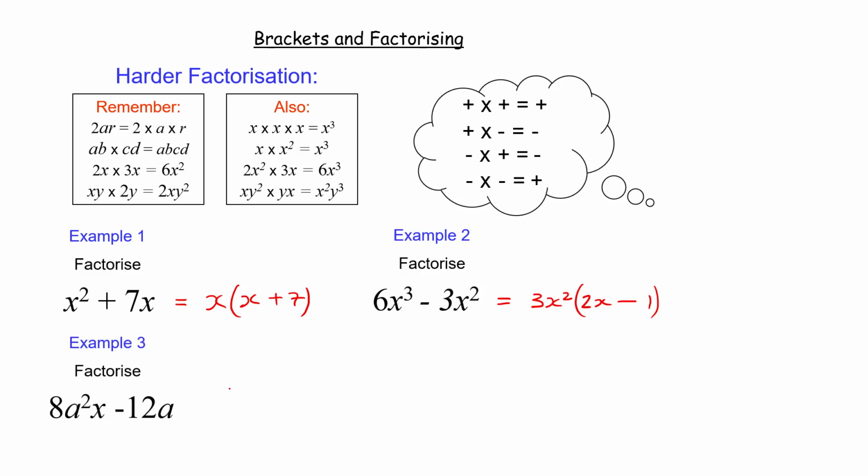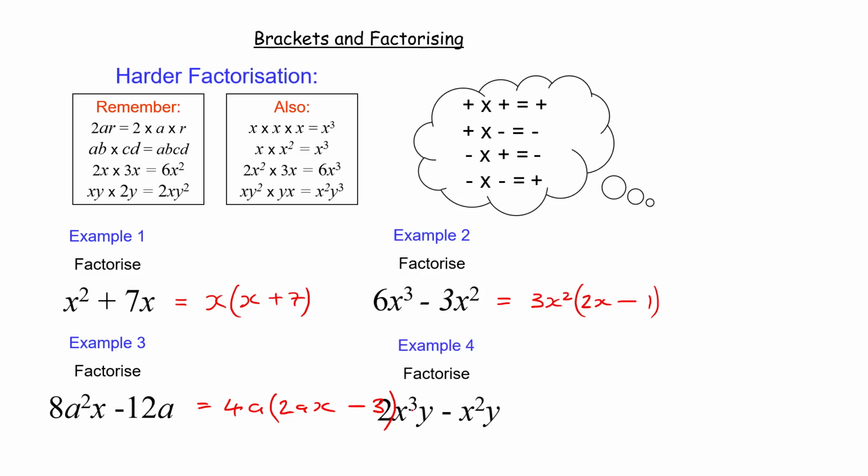Example 3, let's have a look at what's common to both. Look at the numbers first, 8 and 12. Highest common factor of 8 and 12 is 4. And then I look at my variables. I've got a squared here and a, so I can remove an a. And there's no x in this term, so I can open my brackets now. So I've taken 4a from this term, so I've got to multiply it by 2ax. That's what's left. Minus, factorize that by 4a, leaving me with, I need to multiply 4 by 3 to get my 12 back.